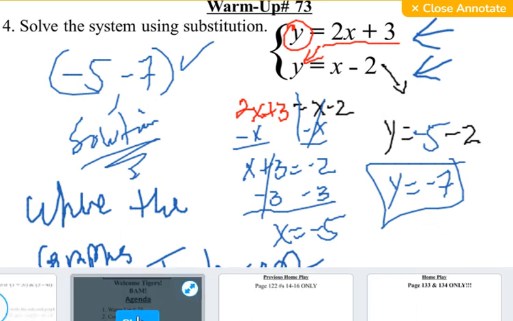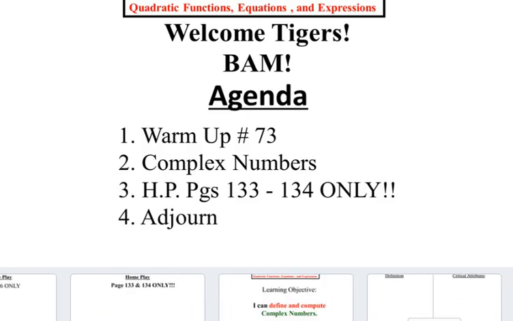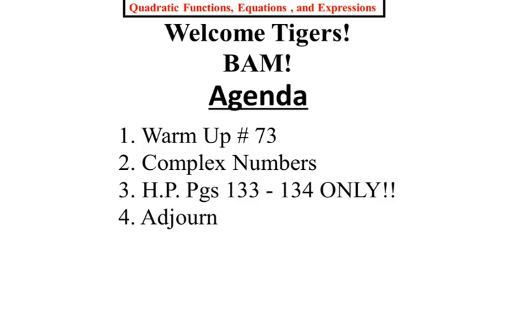Copy the agenda for today. Warm-up number 73, complex numbers. And your home plate for tonight, pages 133, 134 only. It's already on Canvas. Now, some of you, somehow you get confused. Once again, we are in what module? Quadratic equation. So go and look for the module, quadratic equation. That's where you're going to find the home plate.